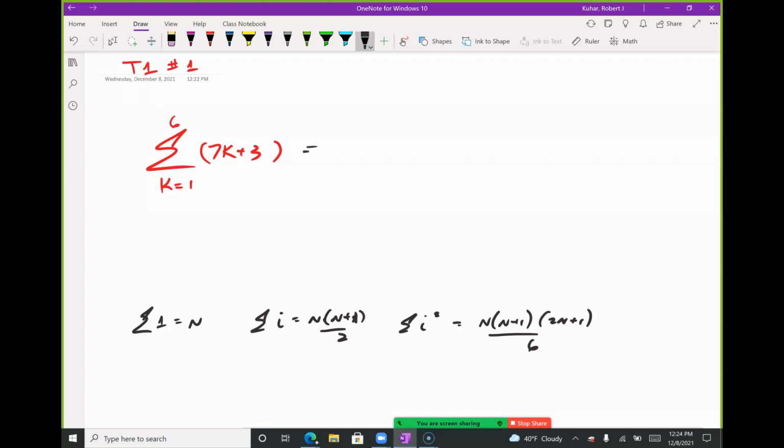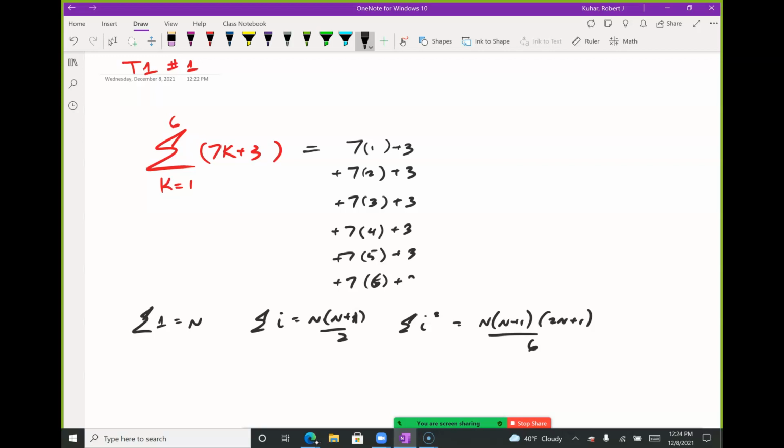Well, certainly we could write out each term and add them up, and that's not a bad thing for you to do to make sure you're getting the same answer, right? So I could write out each term: 7 times 1 plus 3, plus 7 times 2 plus 3, plus 7 times 3 plus 3. This is not what I want to see, but this is a nice way for you to make sure you're getting the right answer. We want to do something a little bit more sophisticated. Sorry, 7 times 6 plus 3.